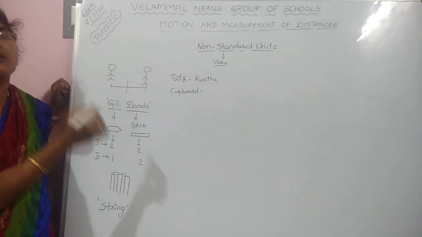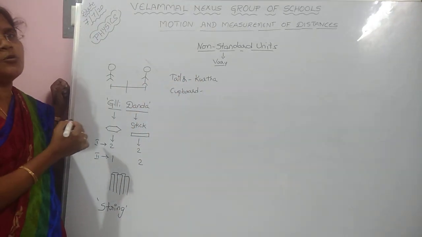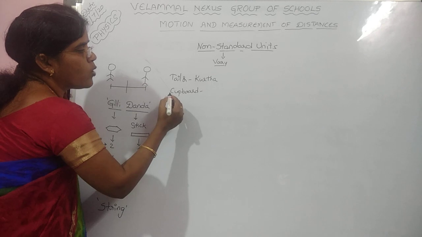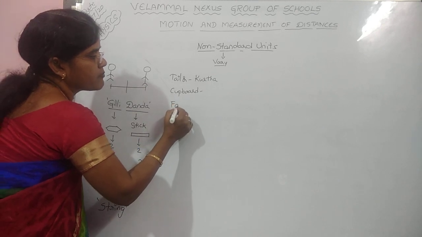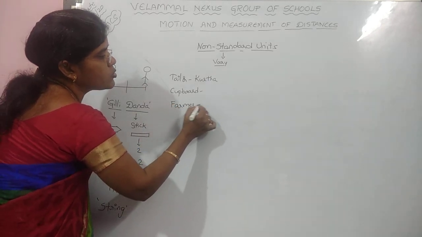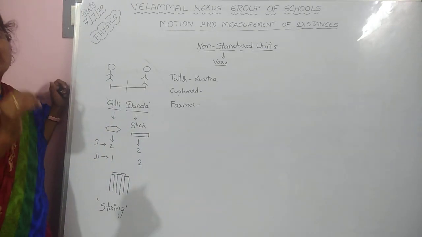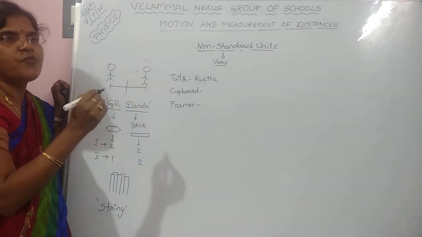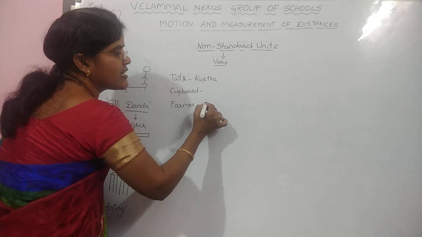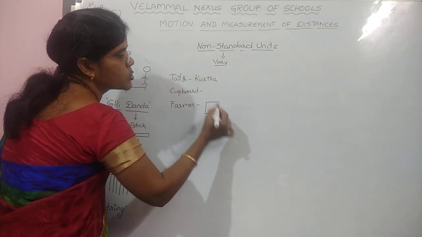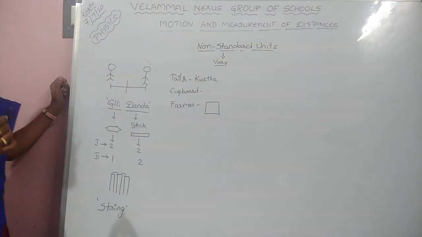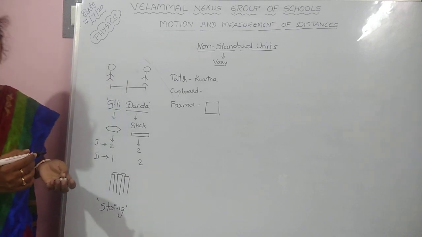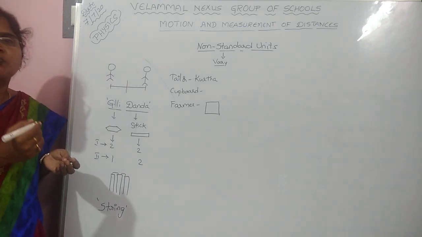Then also you require measurements, length and breadth of the cupboard. Suppose you think about a farmer. The farmer also should know about the length and breadth of his field to find out how many seeds he can sow in his field, how much crop he can grow.